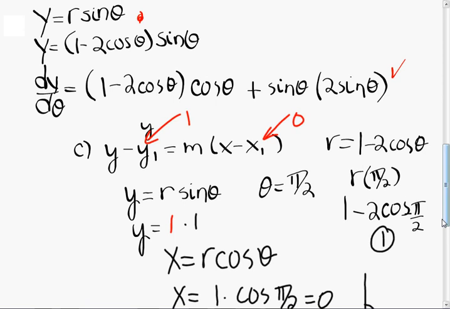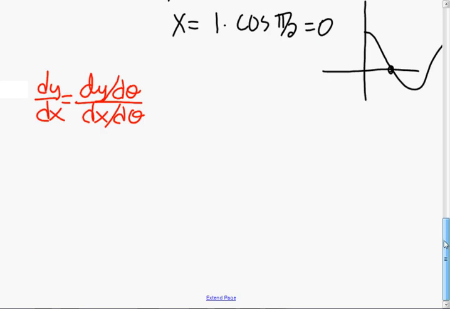Yep. dy d theta, and I said the cosine of pi over 2 is 0, so this whole thing goes away, which is nice. And this is 1. This is 2 times 1, so this is equal to 2. So it's 2 over a negative 1. So it's y plus 1 equals, oh no, sorry, y minus 1, my mistake. Y minus 1 equals negative 2x minus 0.